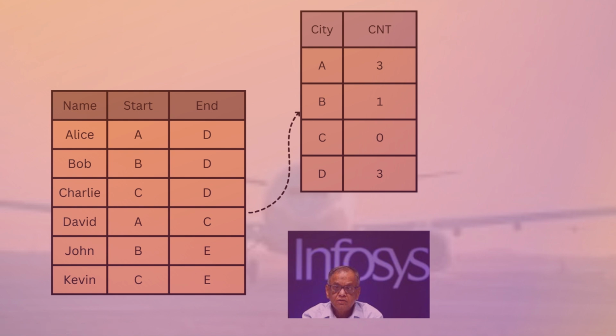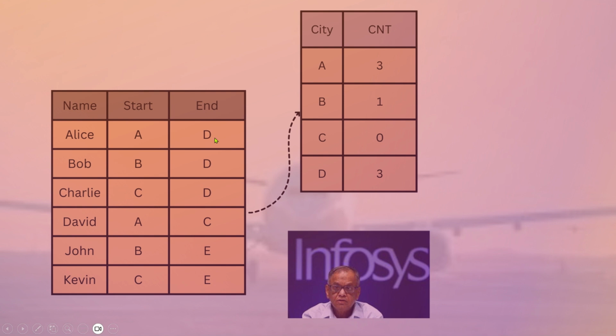Today we are going to see another interesting SQL question. We have a table called journey where we have the passenger name, the start point and the end point. Here, if you see, there are details of 6 passengers, and for each and every passenger we have the start and end point.